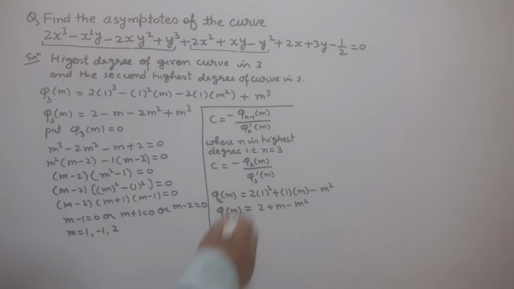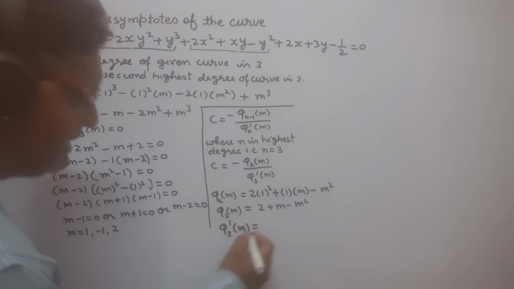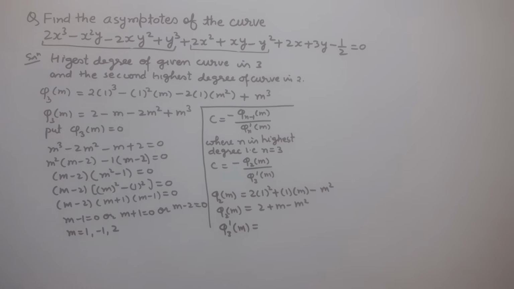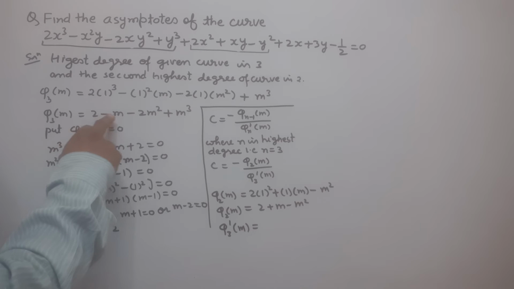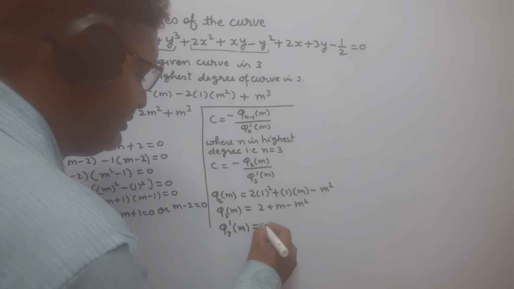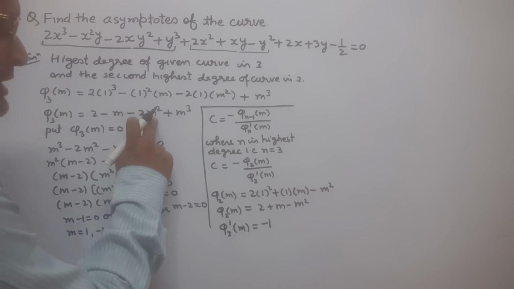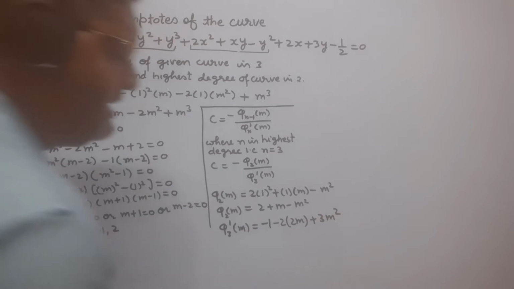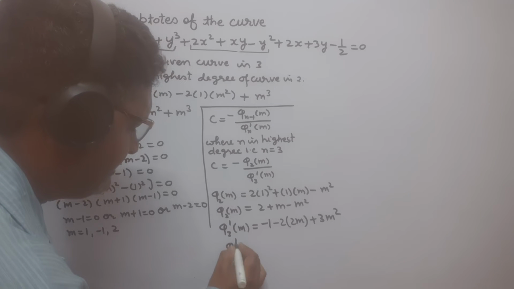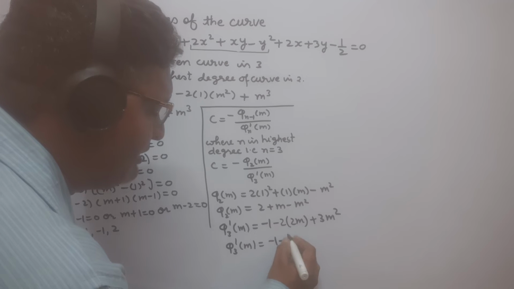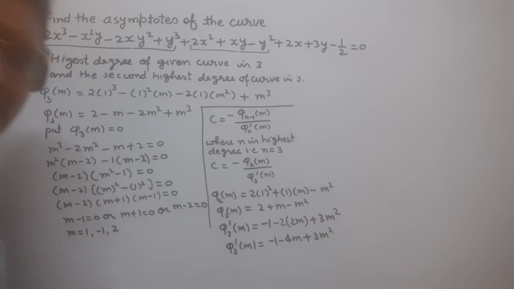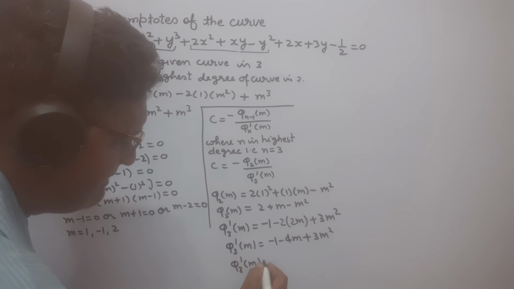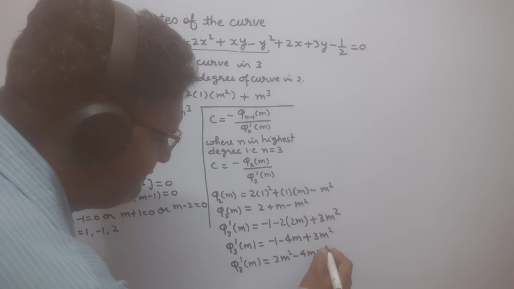Now we find here phi 3 dash. So here phi 3m is given. Phi 3m is 2 minus m minus 2m square plus m cube. Now we differentiate phi 3 with respect to m to get phi 3 dash m. So 2 is constant, so differentiation of 2 is 0, and differentiation of m with respect to m is 1, so this is minus 1, and differentiation of m square with respect to m is 2m, so this can be written as 2 multiplied by 2m, and differentiation of m cube is 3m square. So phi 3 dash m is equal to minus 1, minus 2 multiplied by 2m, so this is minus 4m, plus 3m square. Here we can write phi 3 dash m is equal to 3m square minus 4m minus 1.